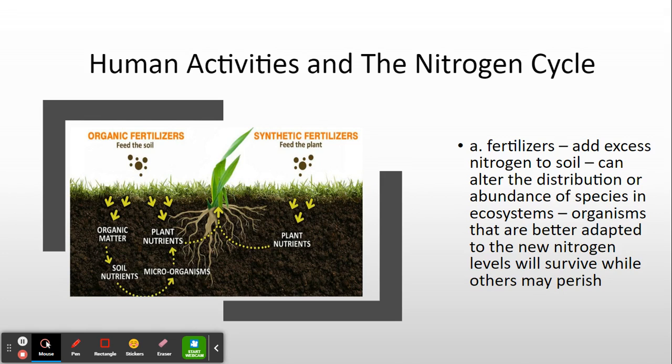But when we add an excess of nitrogen to the soil, that's going to alter the distribution or abundance of the species that may reside there. So some organisms may be better adapted for that new nitrogen intake, and some are not. And so we're potentially going to see some survive in this case, while others may perish due to excess nitrogen.